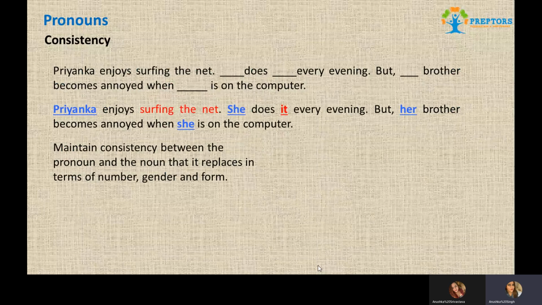So you need to maintain consistency between the pronoun and the noun that it replaces in terms of three things, which are number, gender, and form.